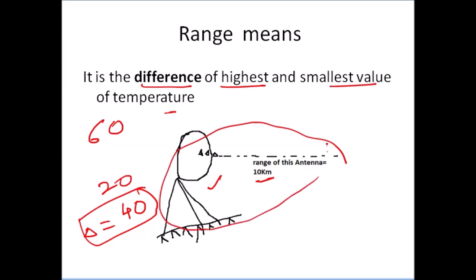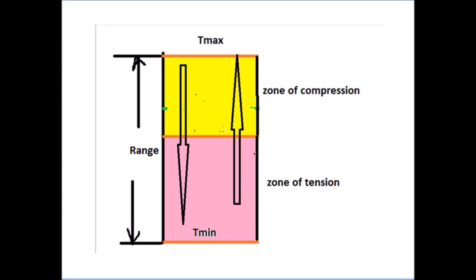It means that over the entire 10 kilometer range it can monitor and go through. Just like that, we also have a range of temperature. In our LWR track, you have a maximum temperature T max and a minimum temperature T minimum. Now, range is what? T maximum minus T minimum. This zone from here to here, T max minus T minimum, is called range.